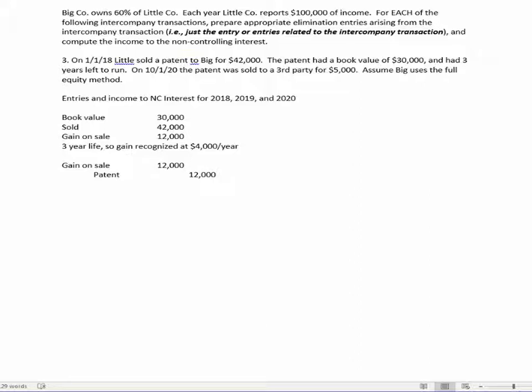Again, the book value at the beginning of the year was 30. It was written up to 42 as part of the sale. We need to reduce it back down to its correct value of $30,000. Now we have to ask ourselves, do we need to recognize some of the gain this year? This asset was sold on January 1st, 2018. That means the 2018 amortization expense was recorded by Big at the inflated value. So we need to correct the amortization expense, essentially undoing $4,000 of the amortization expense.